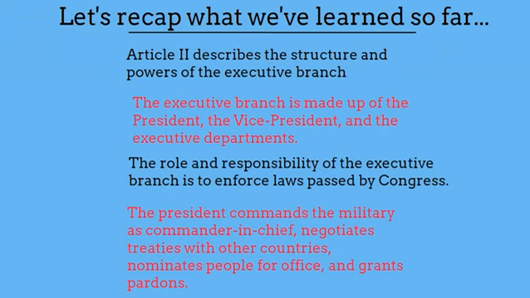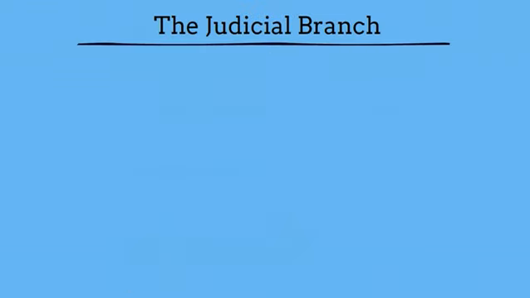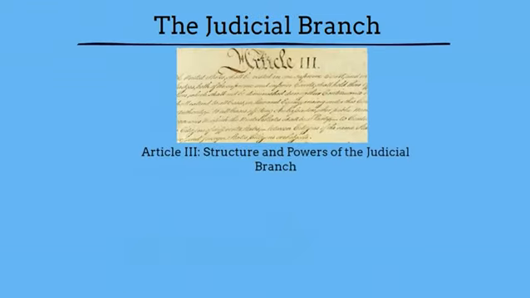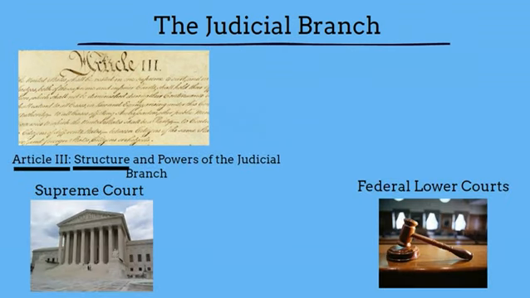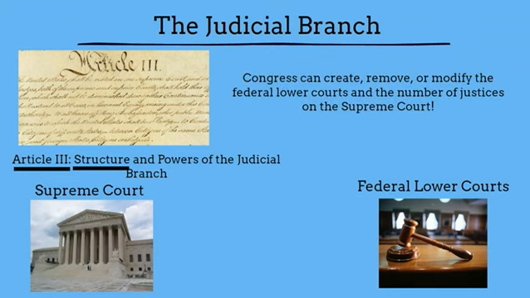So we've discussed Article 1 and Article 2. Let's take a look now at Article 3. Article 3 describes the judicial branch of government. The judicial branch includes the U.S. Supreme Court and the lower courts. Article 3 of the U.S. Constitution names only the Supreme Court and allows Congress to create, remove, or modify the federal lower courts and the number of justices on the Supreme Court.